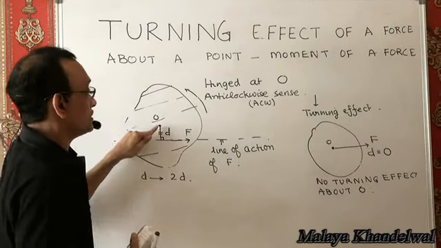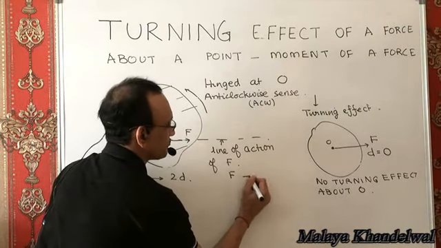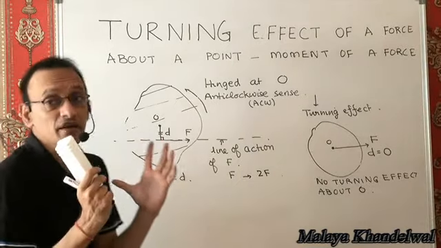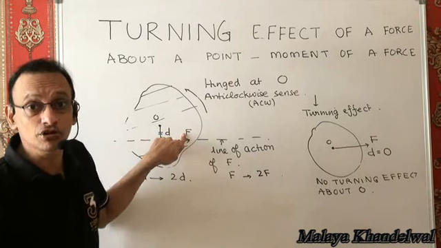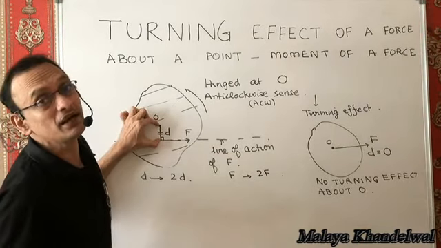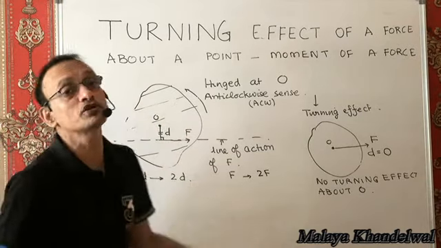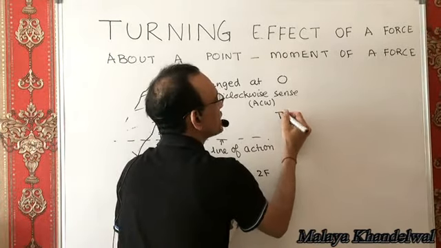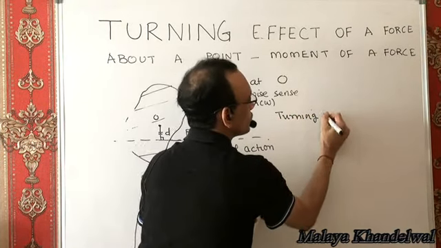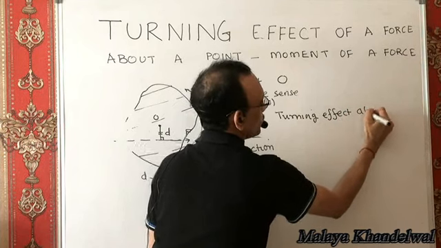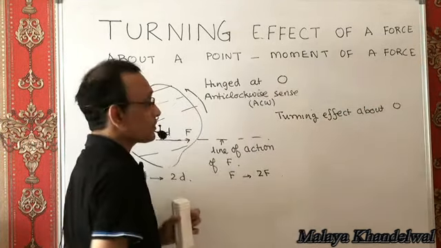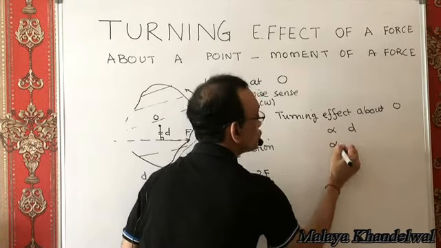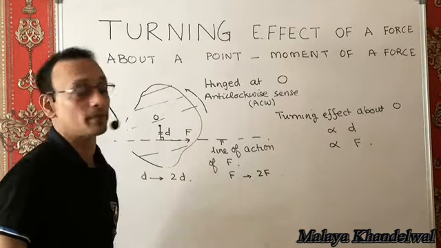Also, do you realize for a given D, if I double F, if F becomes 2F, then also the turning effect will double. That means the turning effect is proportional to the magnitude of the force and proportional to the perpendicular distance of the line of action of the force from the point O. Yes or no? Right? So the turning effect about O is proportional to how far O is from the line of action of F, and is also proportional to the magnitude of the force F.